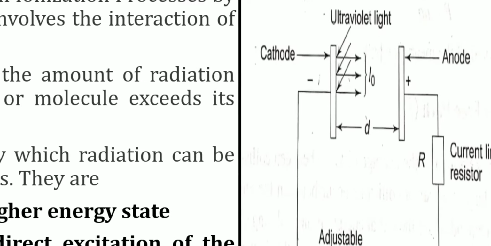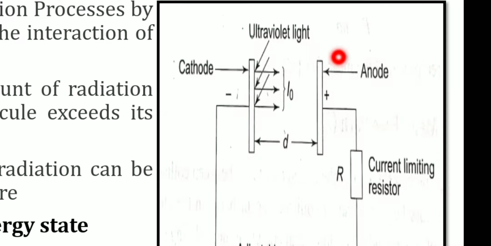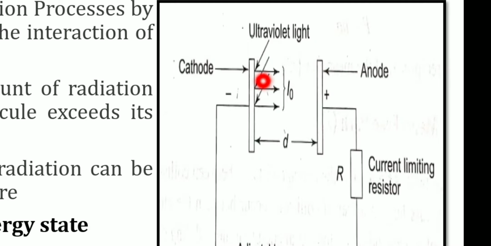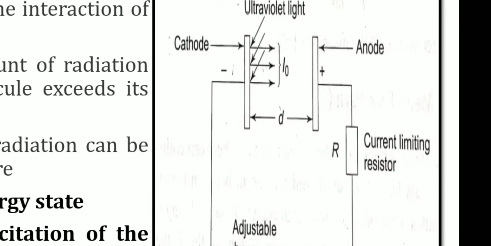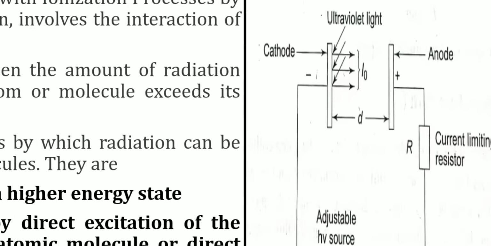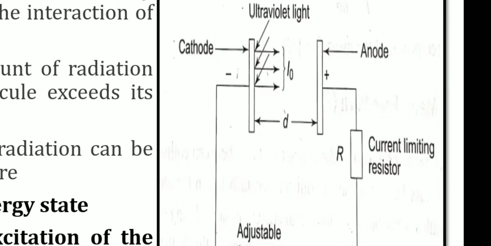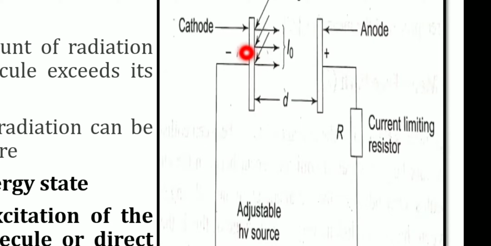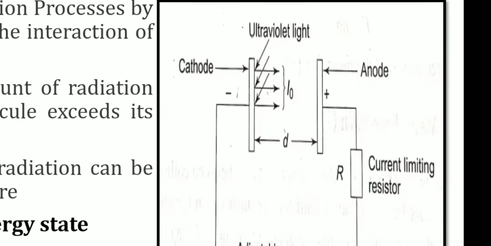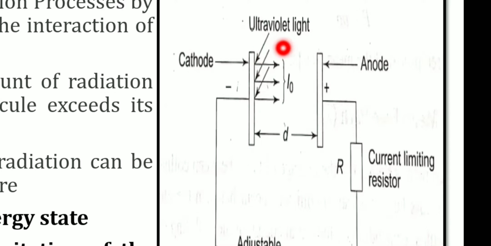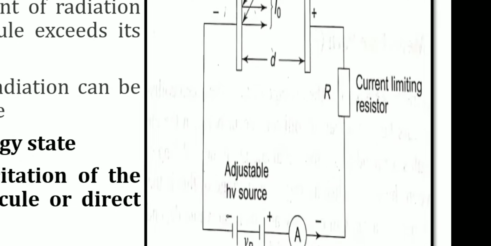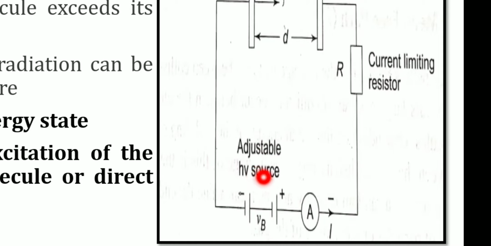Let us consider a two electrode system. How many electrodes are there here? Two electrodes. One is the anode and the other is the cathode. In between these two electrodes there is a small distance denoted by small d. On this cathode, light energy is incident. Which light are we passing on the cathode here? That is ultraviolet radiation falling on the cathode. Then there is an adjustable high voltage source.